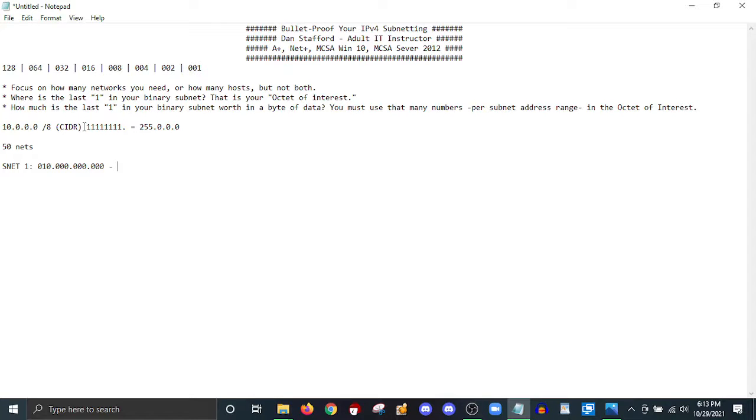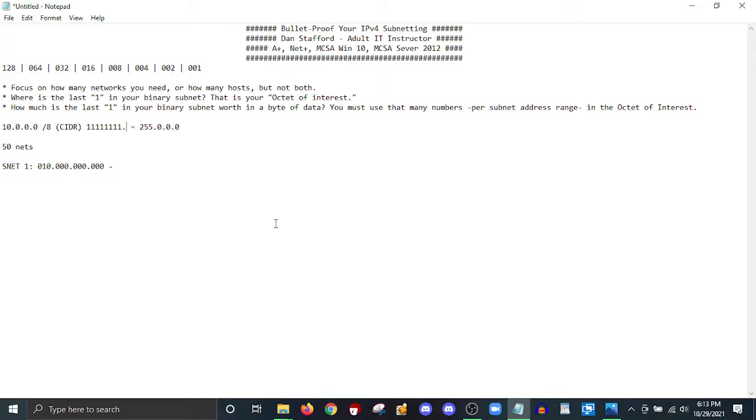Okay, so now I have 10.0.0.0/8, which means I have 8 ones in my subnet mask. And before I do anything, I already have one network. I have the 10.0.0.0 network. I have a network right now. I don't have to do a single thing to have one network. It was already given to me, that 10.0.0.0.